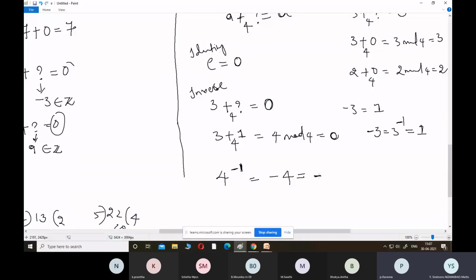Now, what is 4 actually for us? 4 is nothing but 4. What is 4 for us in Z4? You have to divide with 4 and take the remainder. So what is 4 for us? It is 0 for us.